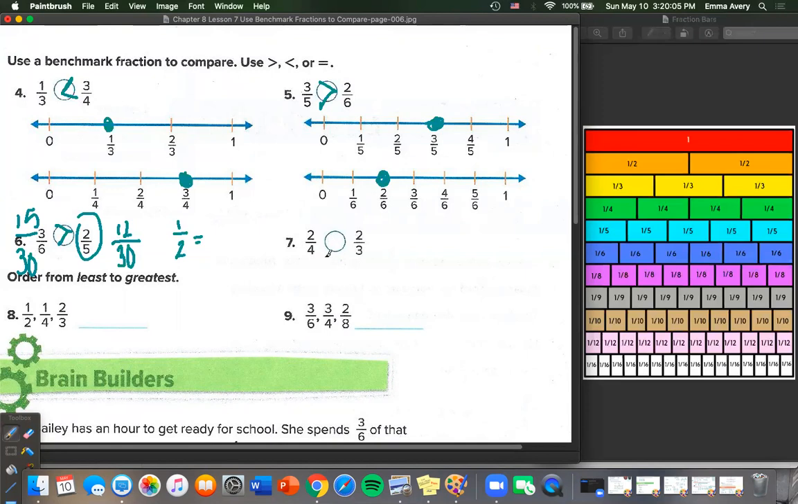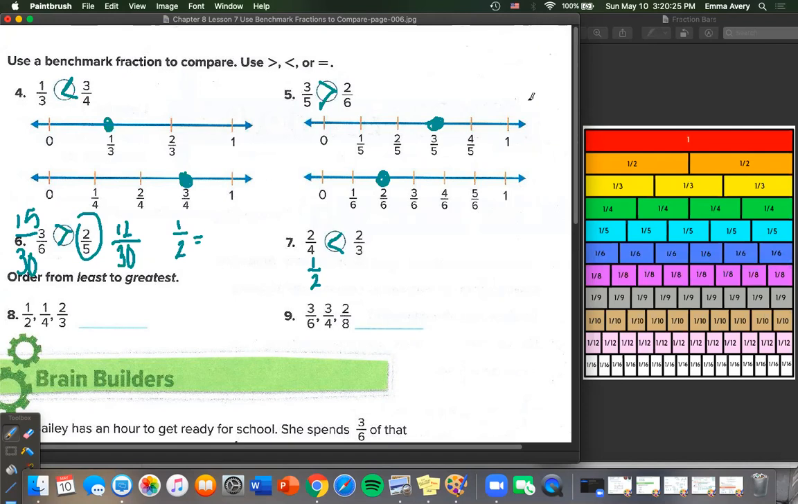Number 7, we have 2/4 and 2/3. Well, this one, right off the bat, we can simplify this to 1/2 and 2/3, and we know 1/2 is less than 2/3. We can check that over here, 1/2 and 2/3.